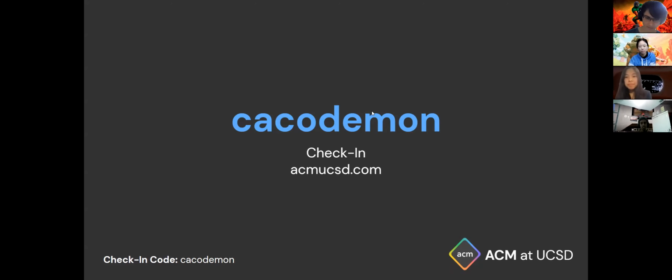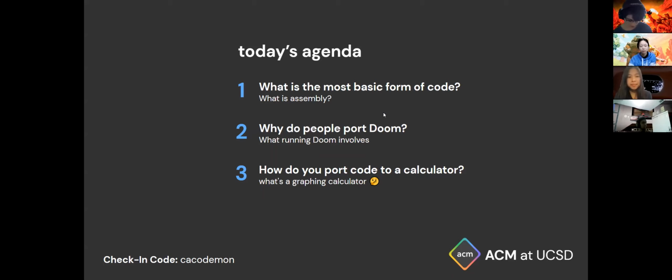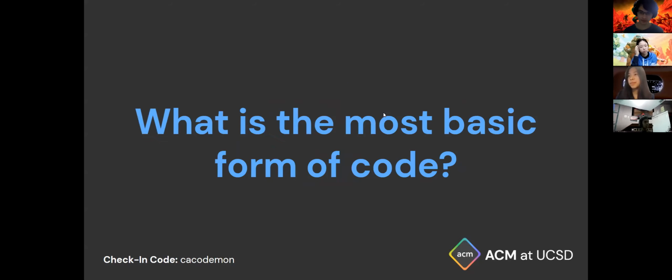So today's agenda: we'll be talking about what the most basic form of code is, and how Doom was written. Why do people port Doom, and how do you port the code to a calculator? So, what's the most basic form of code?